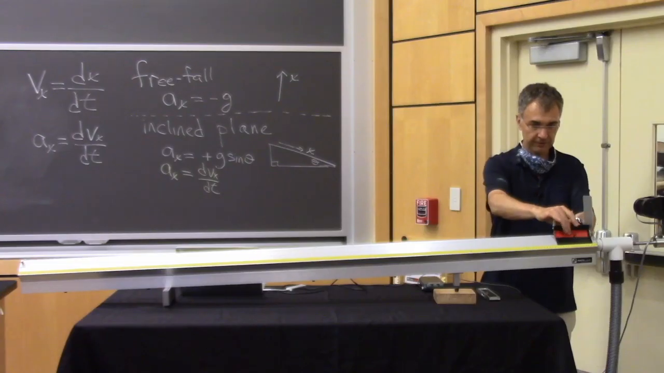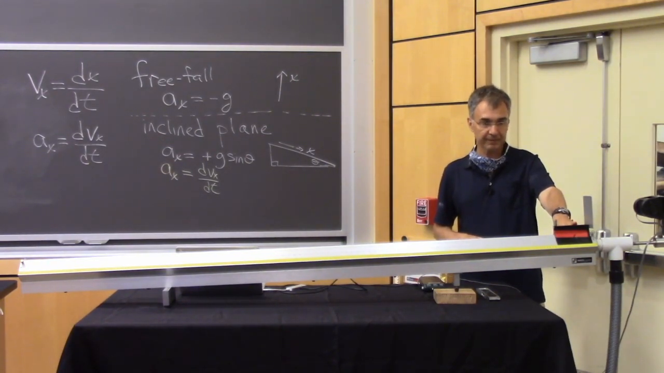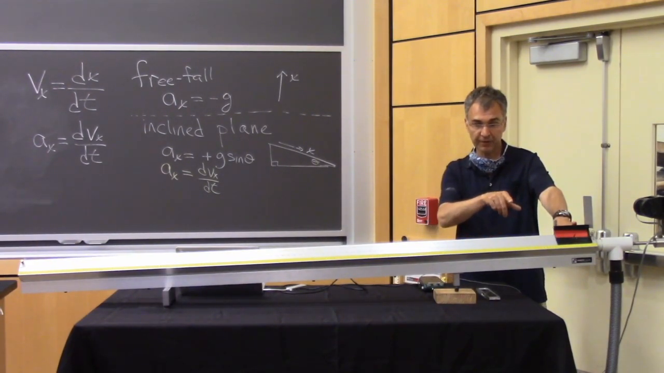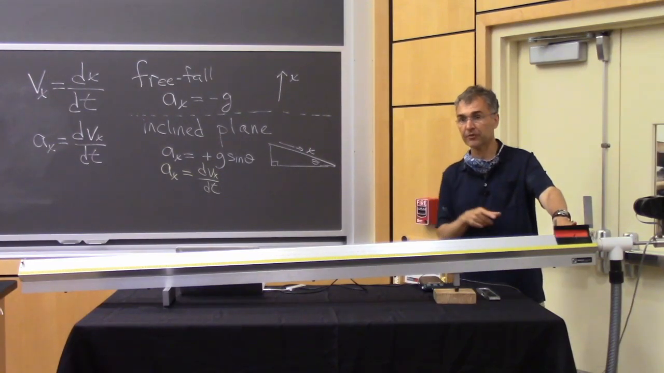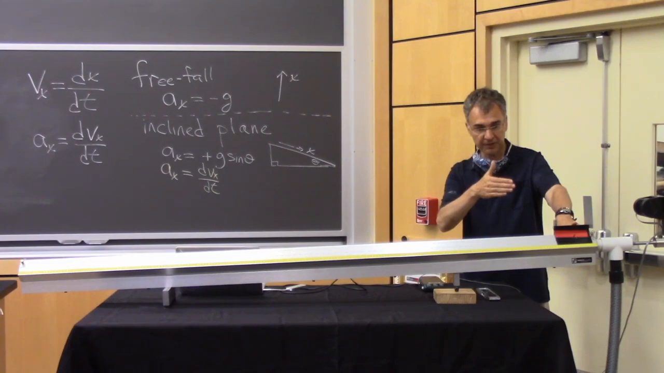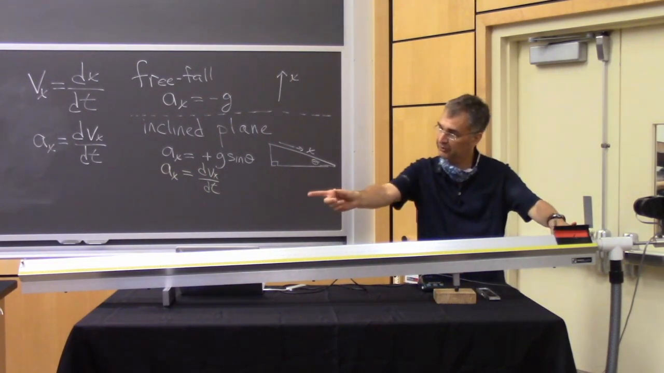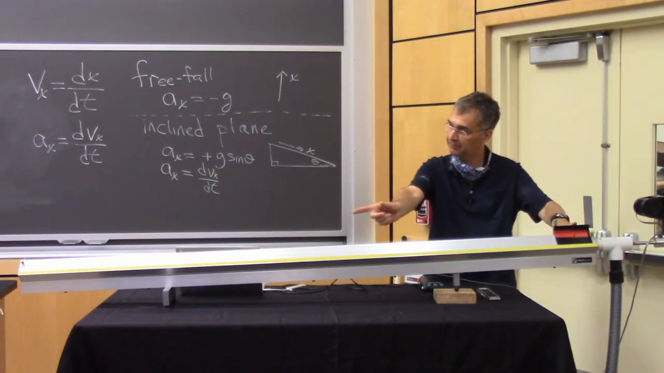Bravo. If I simply release the cart from rest, then initially its speed is 0, so its velocity is 0, and then it goes faster and faster, it's speeding up. But in particular, its velocity becomes more and more positive, because this is the downhill direction. That's the positive x direction.